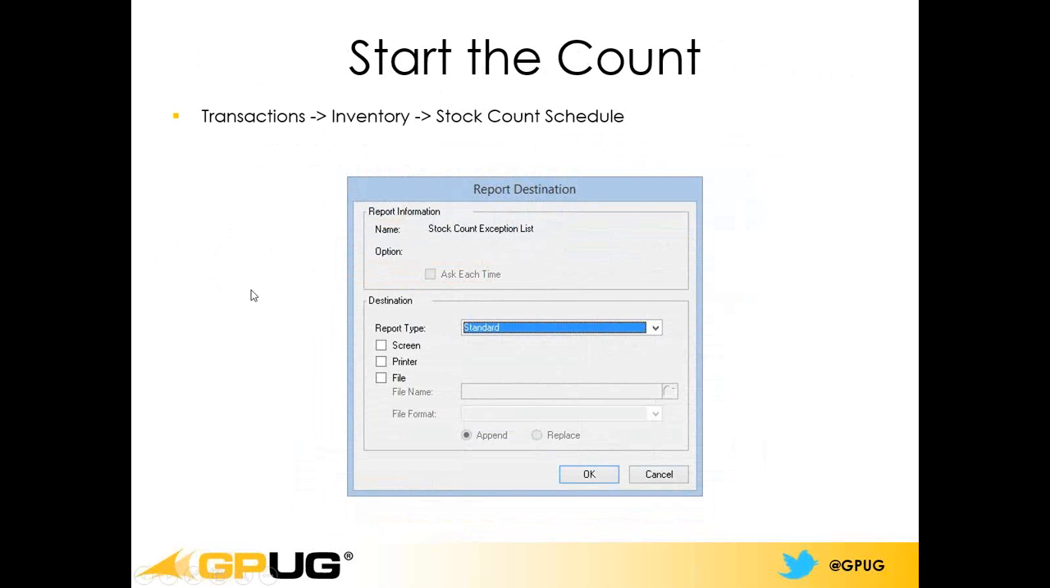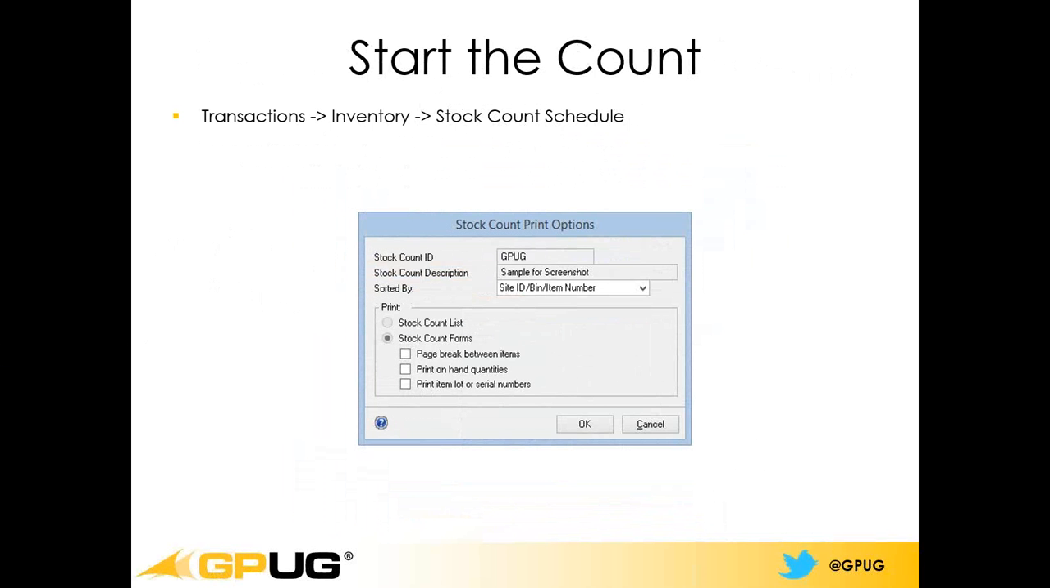Now, after I click on that button, there's going to be a number of reports and such that pop up. So the first one is going to be my stock count exception list. Then it's going to be my stock count print options. So if you take a look under the stock count forms radio button here, I can page break between items. So I can literally have one item per page. If I have multiple bins, it would print all the bins where I expect to find that item. And then my users could then go out and count. Or if I don't turn that on, I'm going to get one long list with all of my items on it.